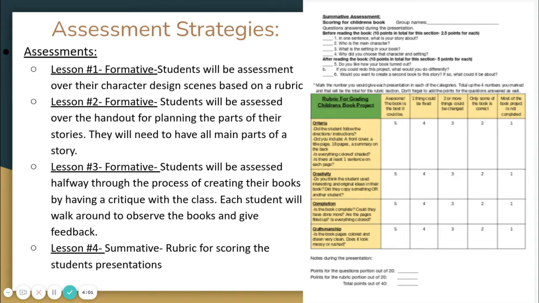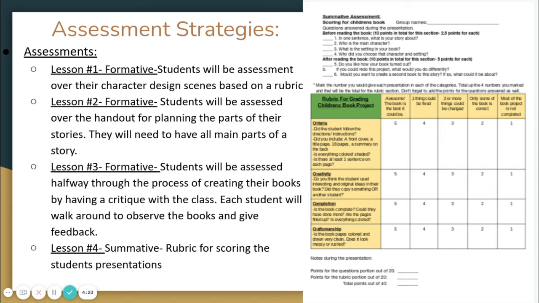Okay, so this slide is about my assessments. I included 3 formative assessments and 1 summative assessment. So lessons 1, 2, and 3 would be formative assessments, and they'd be based on the projects that they complete during that lesson. And then lesson 4 would be the summative assessment.